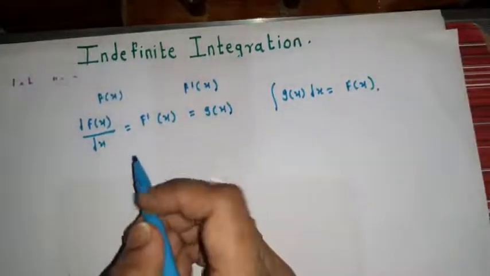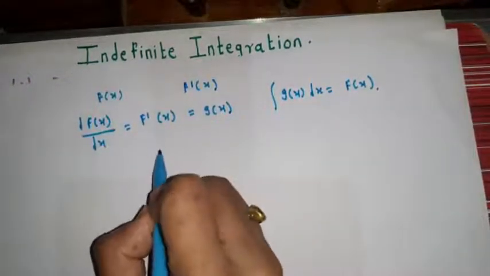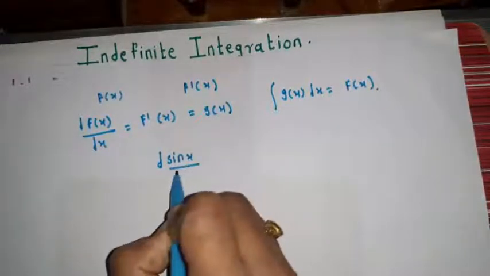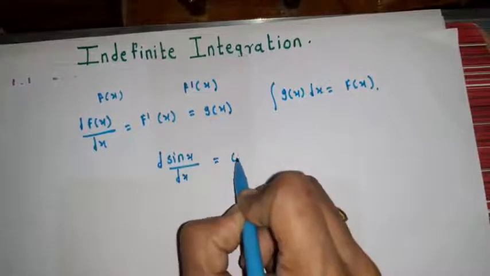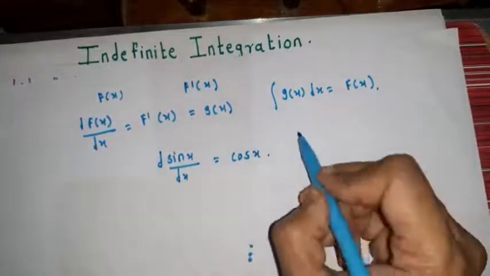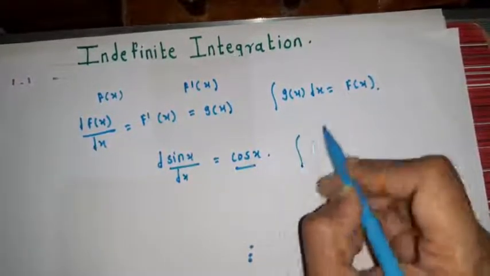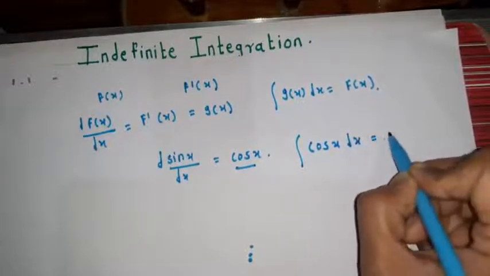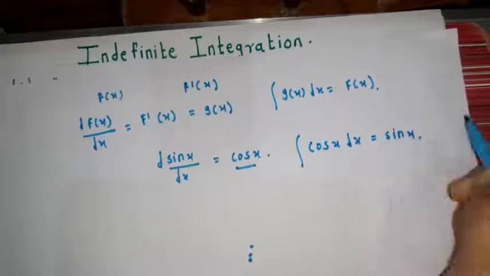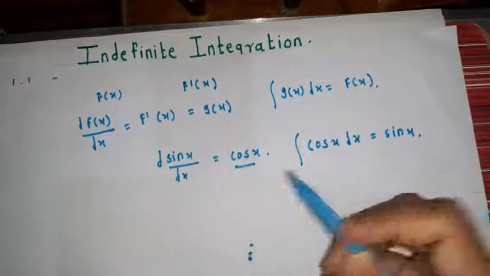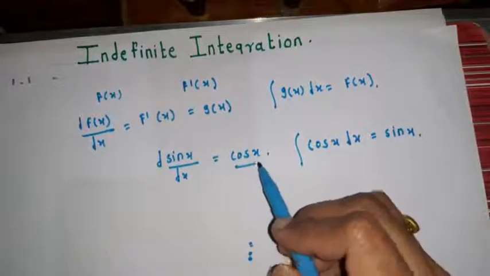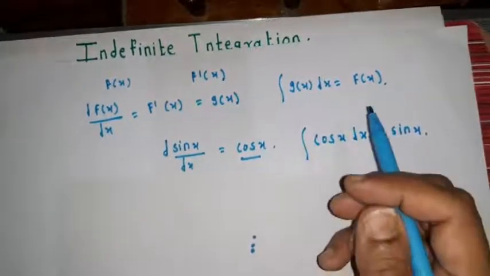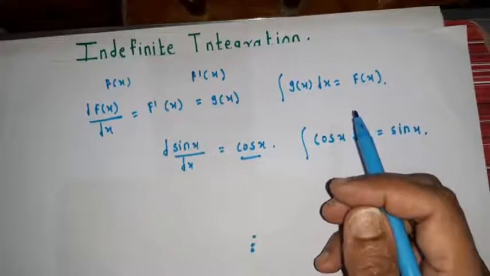Why? Because students, we know that for example the derivative of sine of x with respect to x is cos x. And if we take the integration of cos of x with respect to x, it is sin x. Hence this is the antiderivative. That means integration is nothing but the antiderivative.